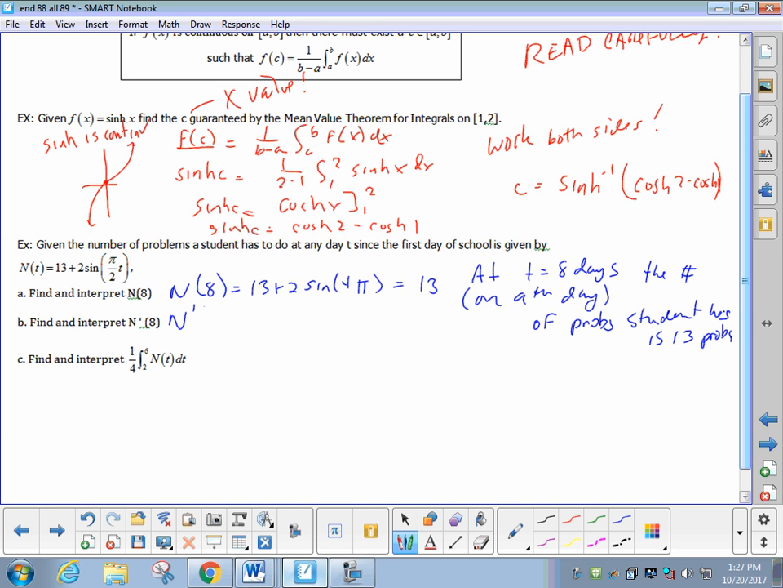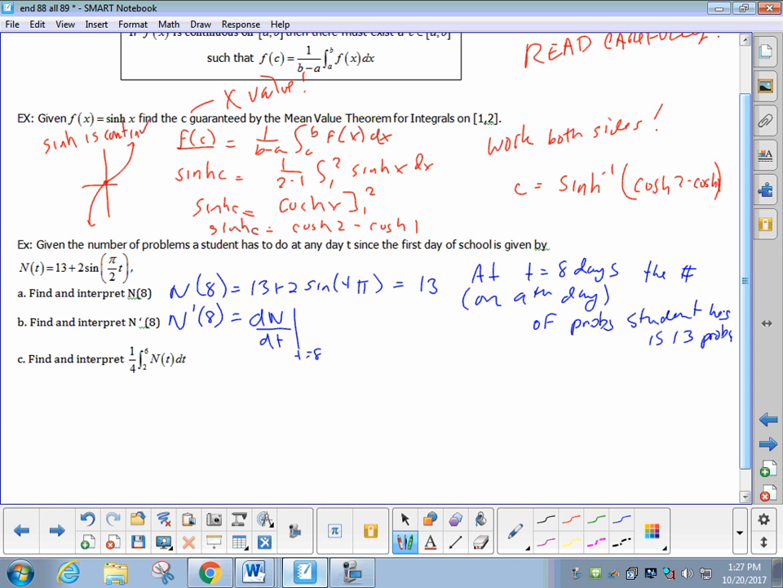N prime at 8, which I right away, anytime I interpret a derivative, I don't like prime notation. I have an easier time interpreting derivatives if I write them in Leibniz notation or rate formation, so I remind myself it's a rate of change at time equal 8. So what is the derivative?